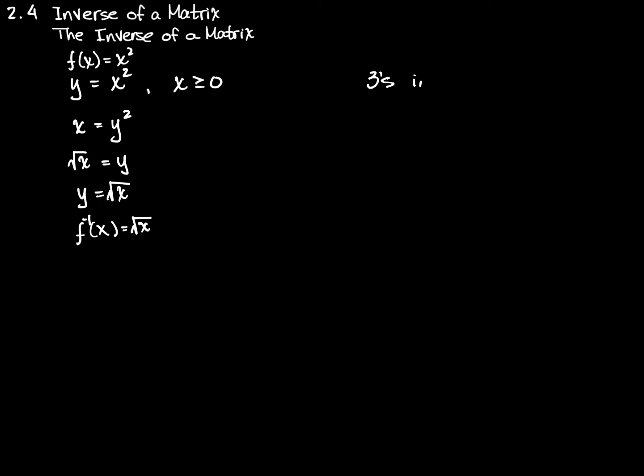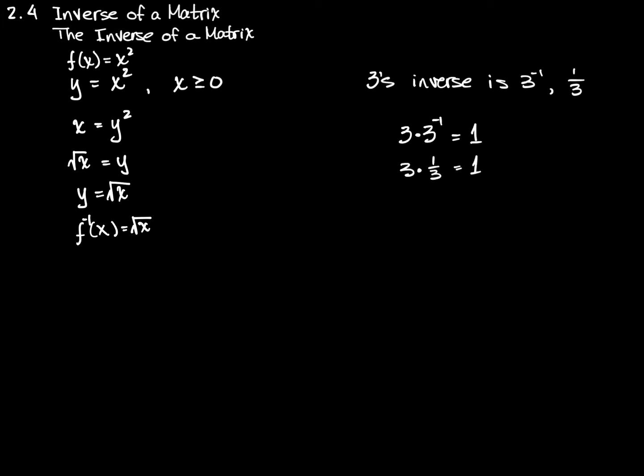3's inverse is 3 to the -1, or 1/3. It should probably be pointed out that what we mean by a number having an inverse is that it has a multiplicative inverse. There's also an additive inverse, but we're not talking about that here. We're specifically talking about a multiplicative inverse. And what that means is that 3 times 3 inverse is 1. 3 times 1/3 is 1.